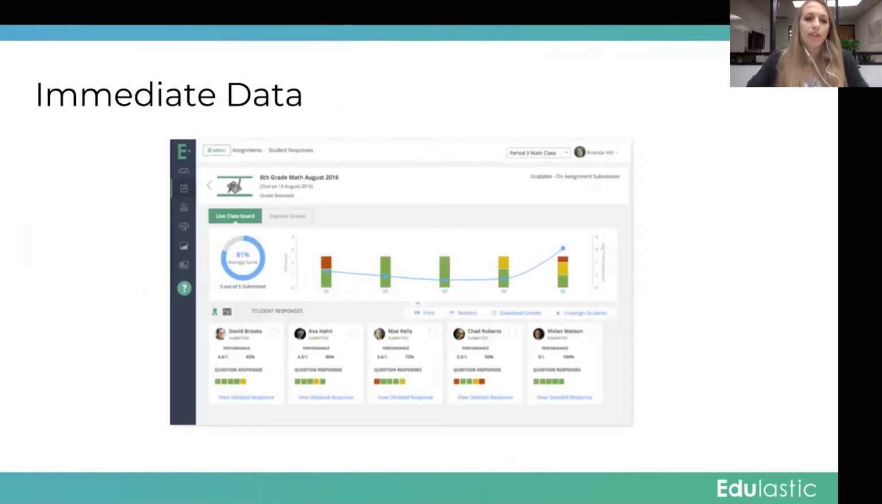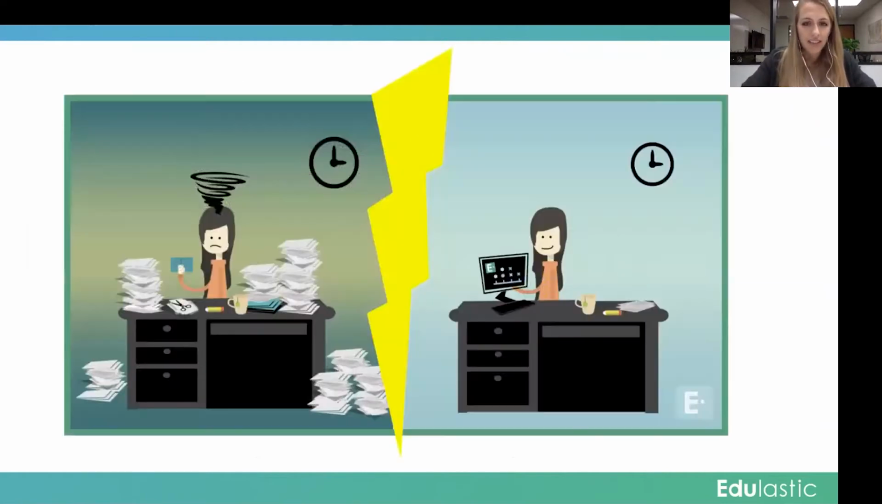One of the biggest perks of using Edulastic, which we hear constantly from teachers, is that immediate data and immediate feedback. If a student doesn't know a certain concept that you're trying to teach, you can find out right away and address those misconceptions. And this is what the mastery report looks like. And I can show this more in depth later, but I just want to give a quick view of that.